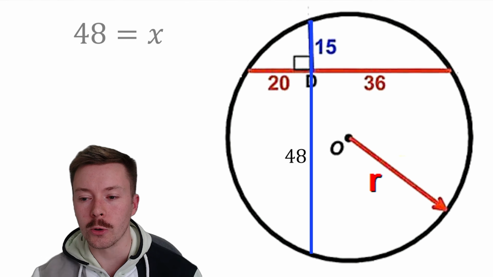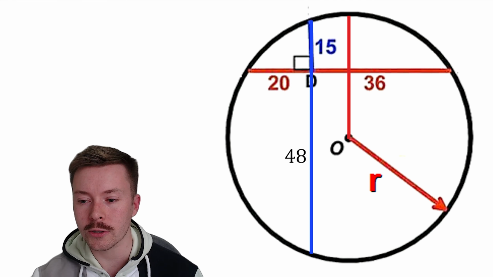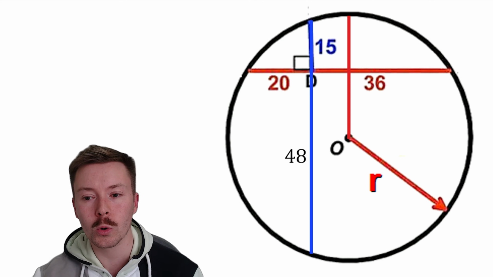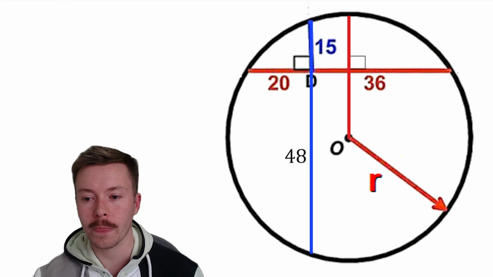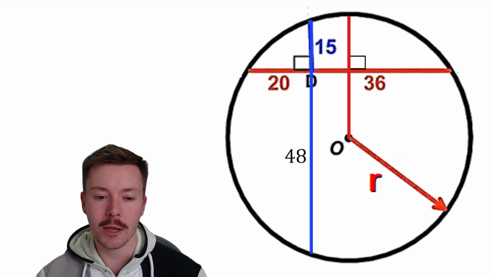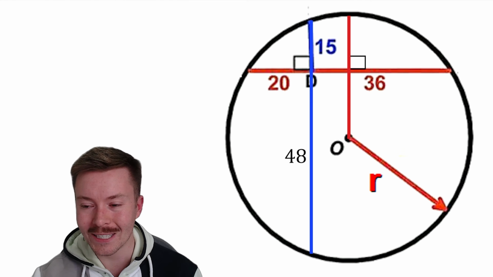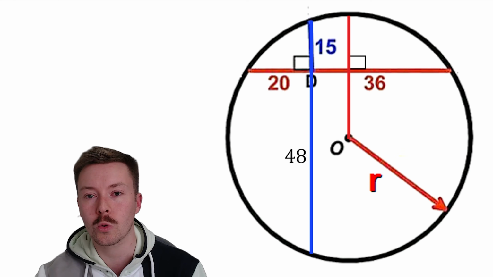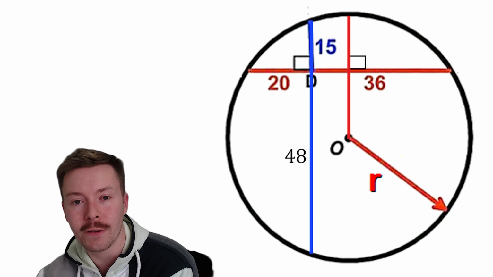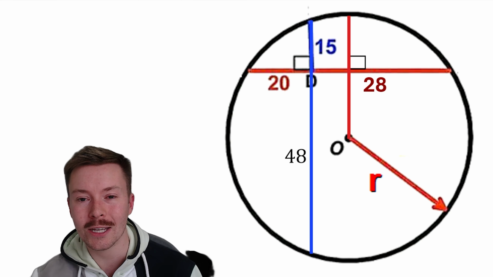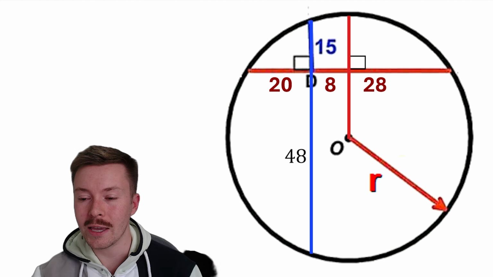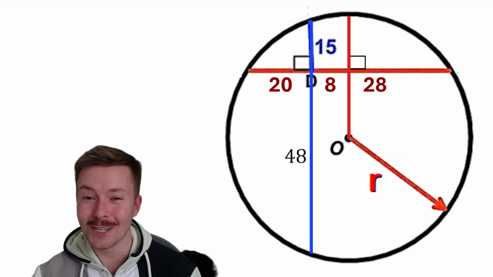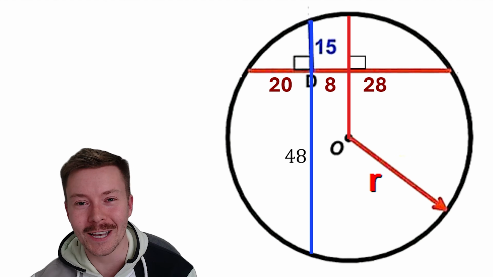Now the next thing I'm going to do is draw a radius, and I'm going to draw that vertically up, but importantly I'm going to draw it perpendicular to the chord, the red chord. The reason I've done that is because I know when a radius is perpendicular to a chord, it is going to bisect that chord. Now at the minute that chord has a total length of 20 and 36, which is 56, and if we divide that by 2 we get 28. So we then get these lengths here, 28 and 28. It's not a bingo shout out, but it does sound like it.